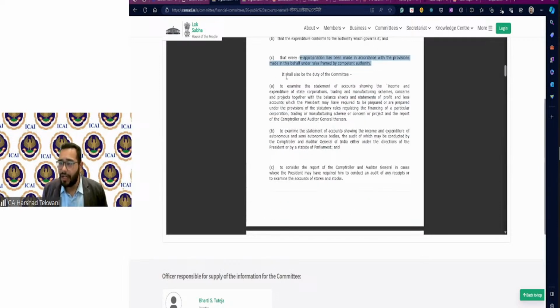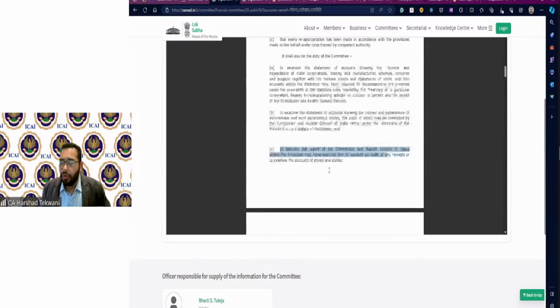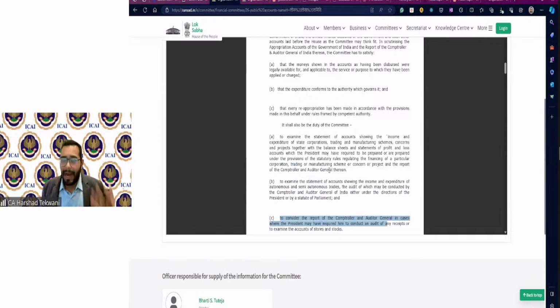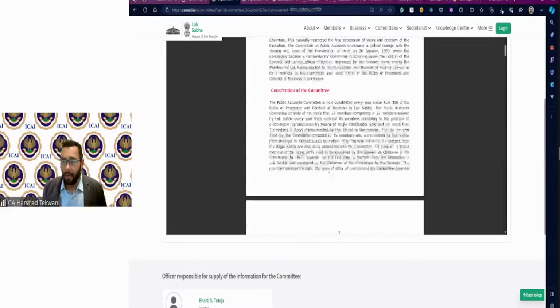And there are certain duties also: to examine the statement of accounts showing income and expenditure, and to consider the report of CNAG in cases where the president may have required them to conduct an audit. So these are certain parts where the committee plays an important role.